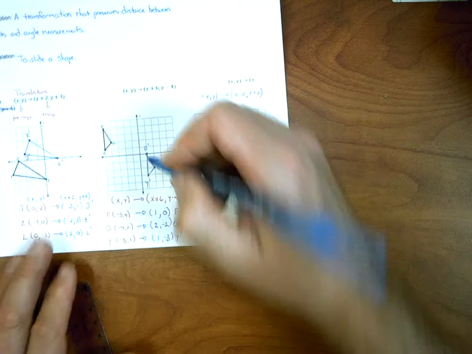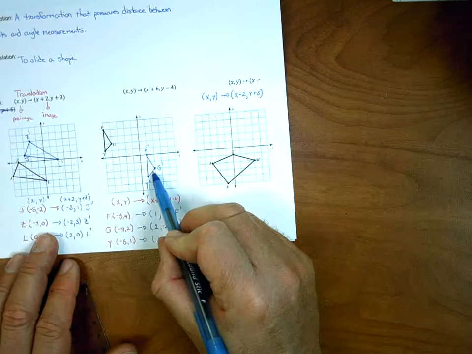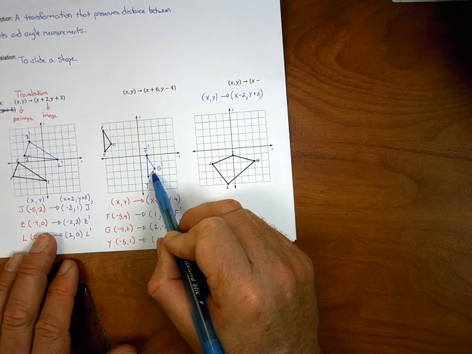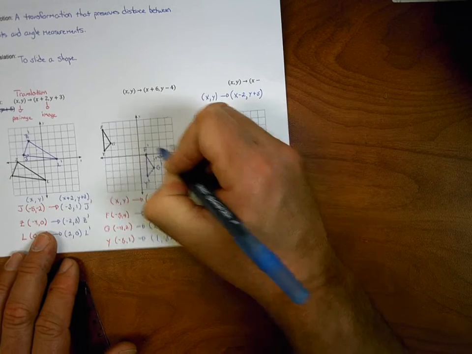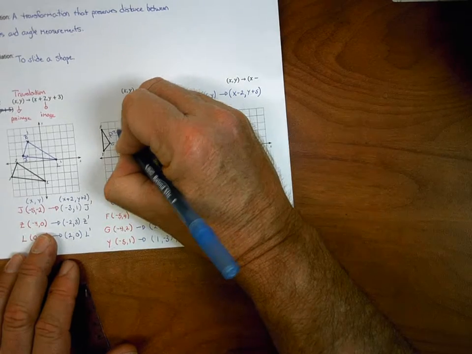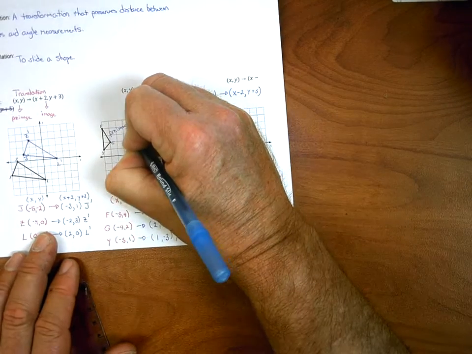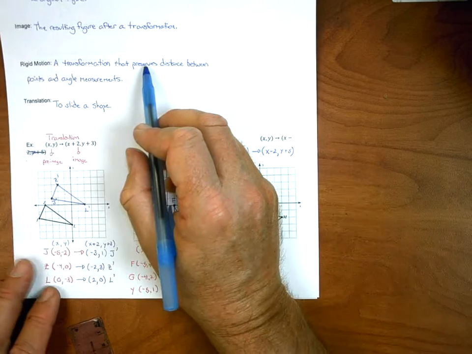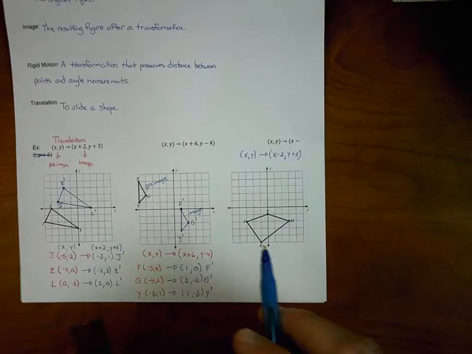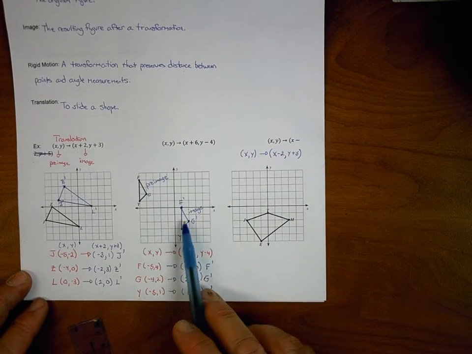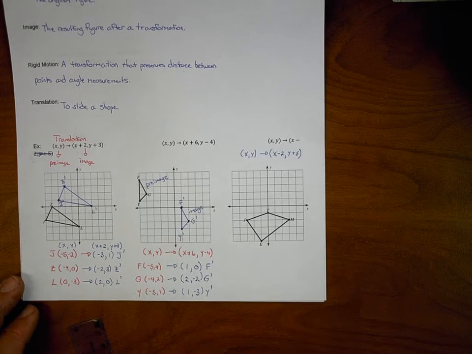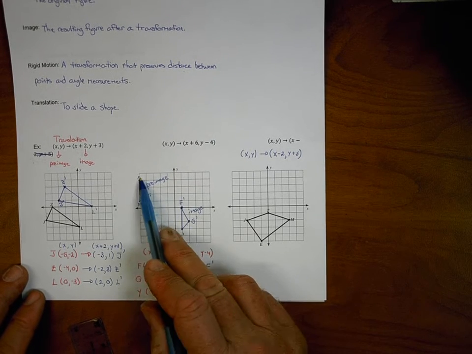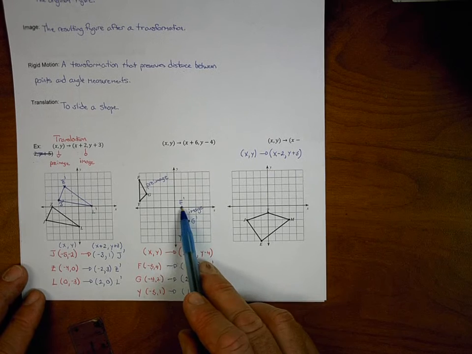So if you notice, does that shape, which is my image, does it change from my pre-image? The answer is no. So when we talk about does it preserve distance, and are the angle measures the same? Absolutely. So this would be another example of a translation from triangle FGY down to triangle F prime, G prime, Y prime.